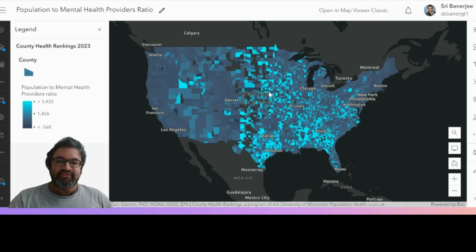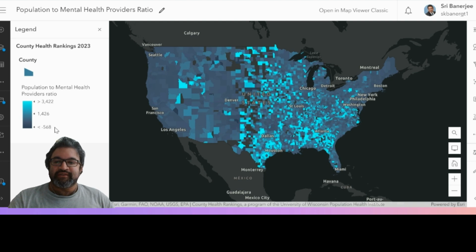I've demonstrated how to create this map in multiple places. However, I'm going to briefly review all of the menu items on the left. Right on the top, you have add, and then from add, you go into county. You go into search, and then you search for county health rankings. And then on the right hand side, you change the default poor or fair health to population to mental health providers ratio. Now, let me talk about ratios.